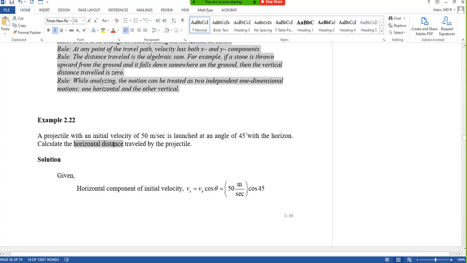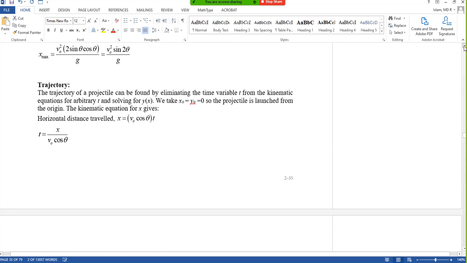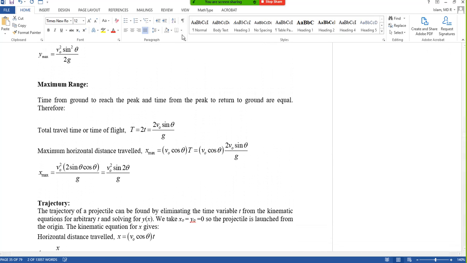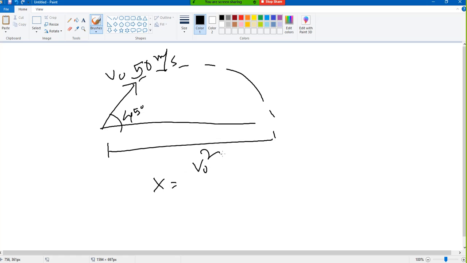Yes, horizontal distance traveled. Now, two ways. One is you can go back to your handout, find the equation, and directly use it. Horizontal distance is the maximum range. That means it will go up and come back. This distance will be x equals v naught squared sine 2 theta divided by g. Did I write correctly? Check one more time. Yes.